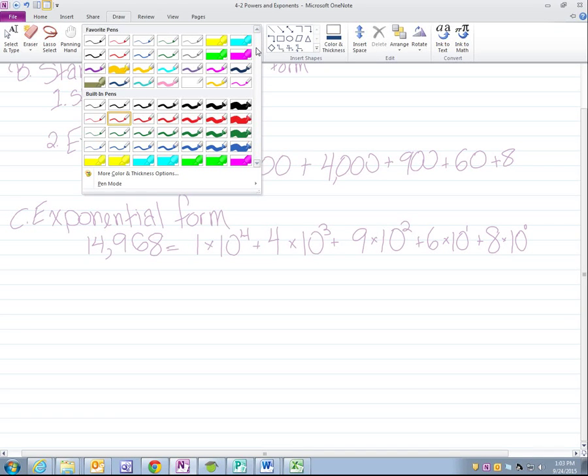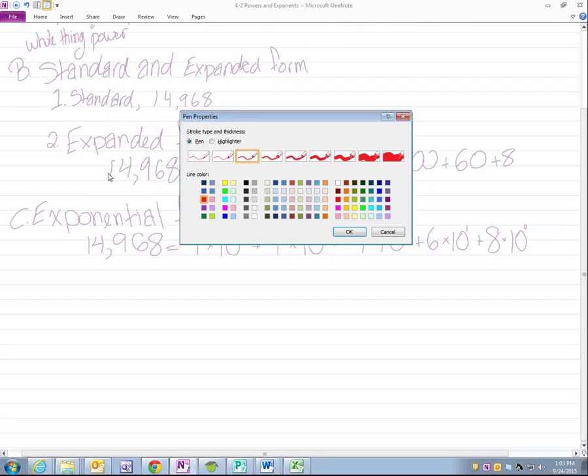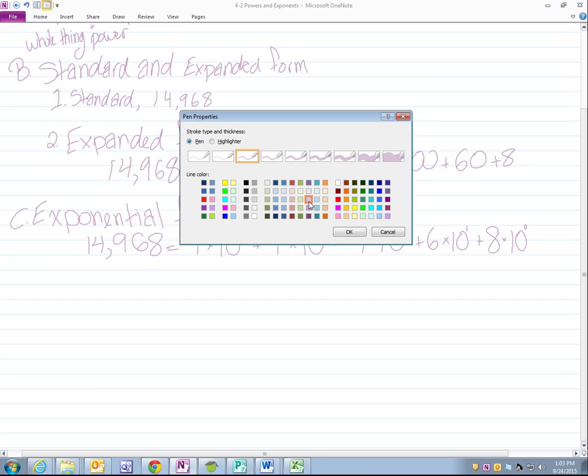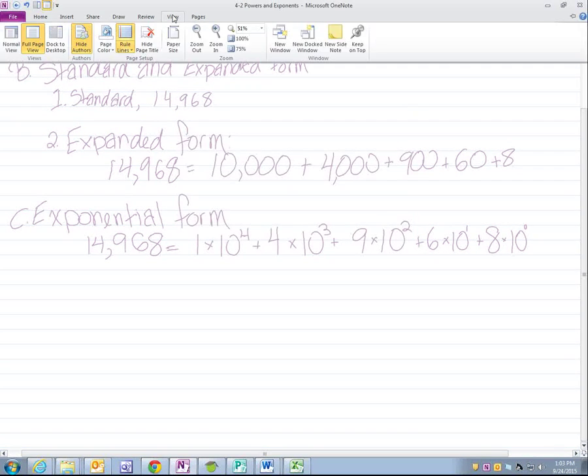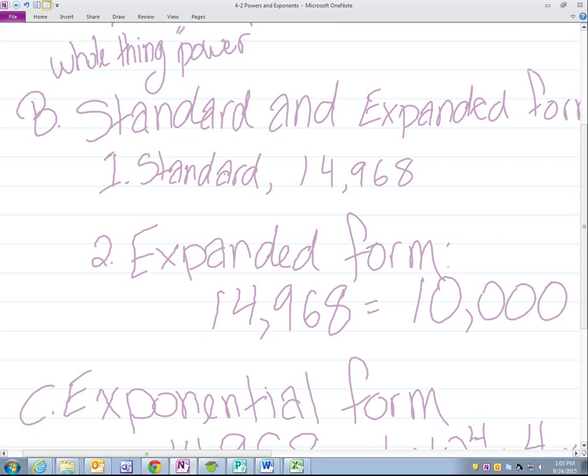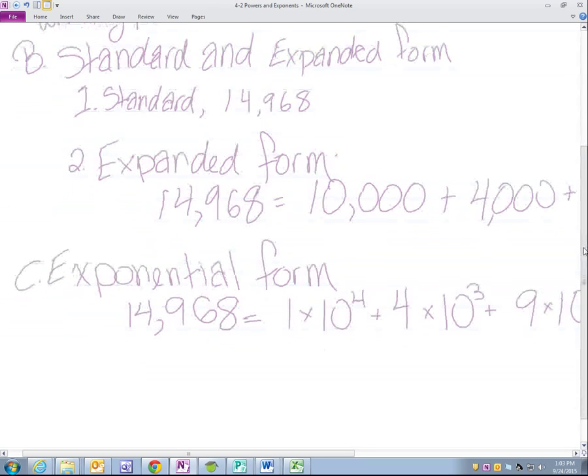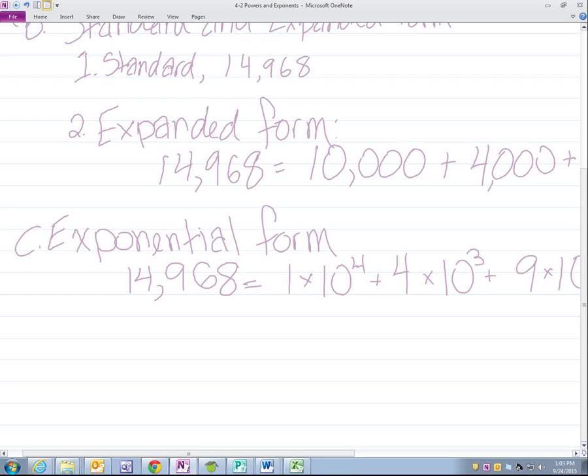I want to continue with that same color, but is it this one? Yeah. That's too big. That's just right.